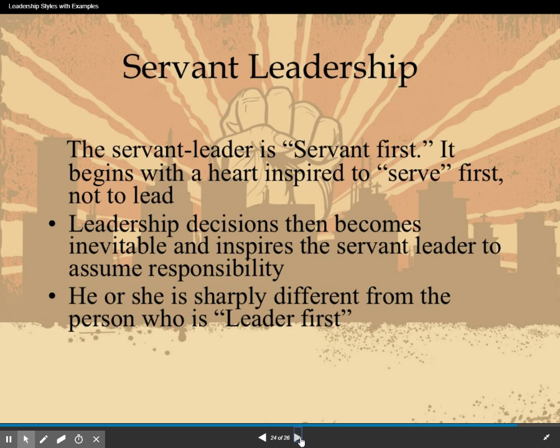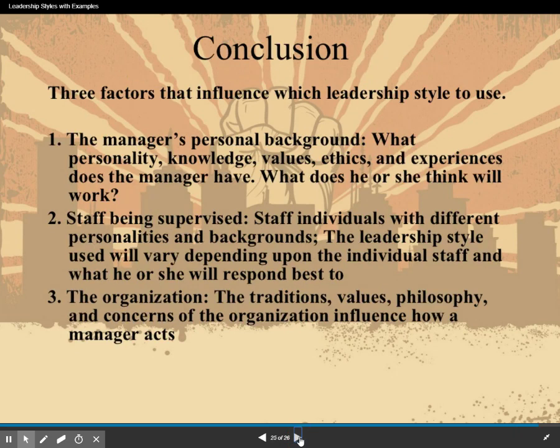Servant leaders tend to be public servants, your police officers, your nurses, your paramedics, your firefighters. They tend to be servant leaders because they're there to take care of the needs of others, but they also have a responsibility or an obligation to be a good, upstanding citizen in the community. So that would be a good example of a servant leader.